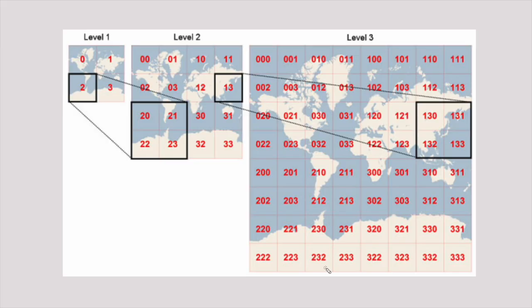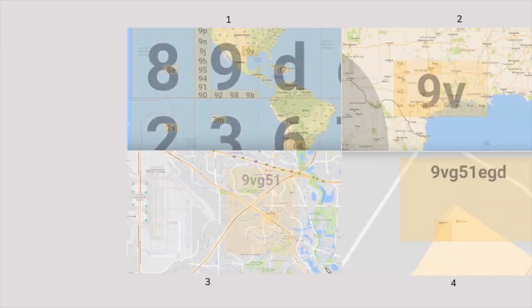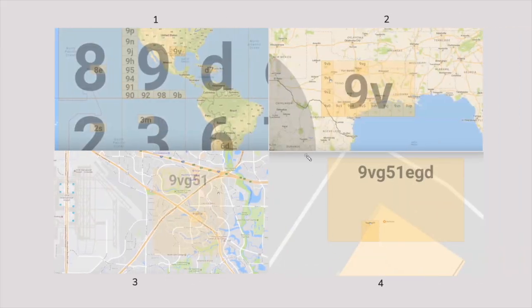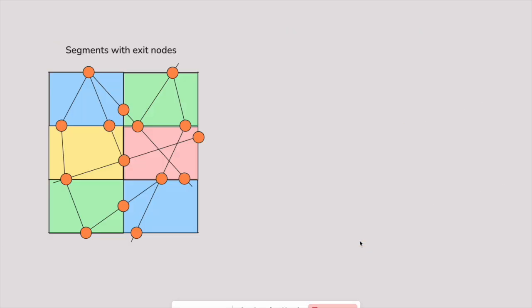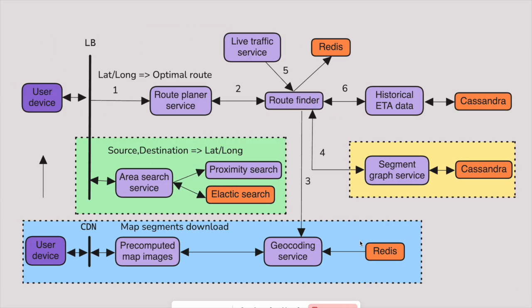I talk more about it in my proximity service videos if you want to learn more about how the GeoHash is implemented or how else you can represent the map. Go and check out my proximity service video, where I talk specifically about the GeoHash and quad tree representation of the map. Now back to our high-level design.